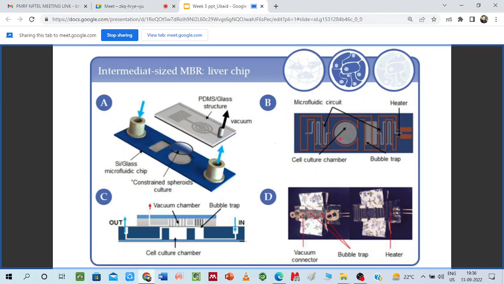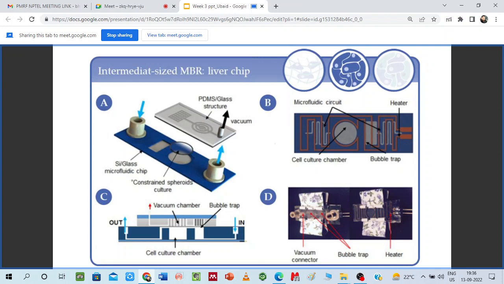So what is the use of this? First, I said that it's continuous, so we do not need to change the media or other things. Another thing is that it is a more efficient method to grow cells. Usually different types of cells are grown, or cells can also be co-cultured in this.